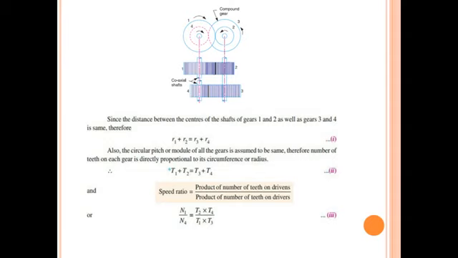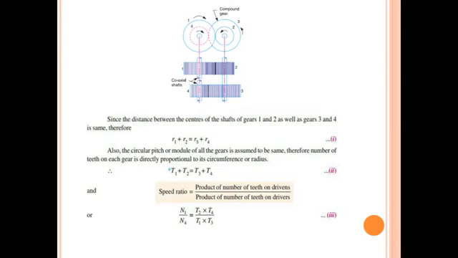Which shafts? For gear 1 and 2 and for gear 3 and 4, this distance is the same. Therefore, I can write one relationship like that: R1 plus R2, the radius of gear 1 plus the radius of gear 2, is equal to the radius of gear 3 plus the radius of gear 4. This equation I can write. Now, this equation, that is R1 plus R2 is equal to R3 plus R4, I can write directly in terms of number of teeth, that is T1 plus T2 is equal to T3 plus T4.